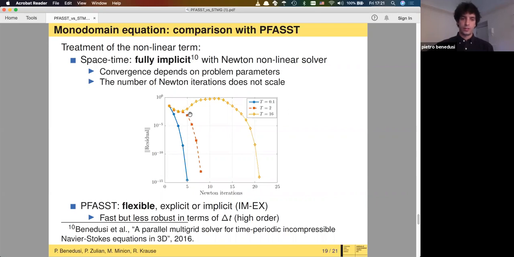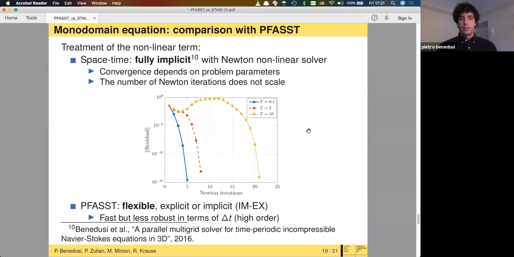For example, here you can see how the number of Newton iterations I have to use depends on the final time t. And if you increase the final time, this can become pretty rough. Maybe here it is also going up. So this, I would say, is an intrinsic problem with the space-time approach. And this is what I also saw in this paper about a parallel multigrid solver for incompressible Navier-Stokes. In this respect, FAST is more flexible because you can choose to treat the reaction term explicitly.